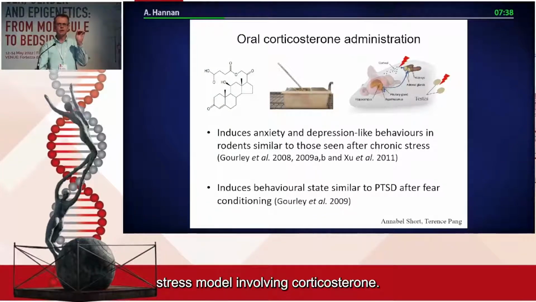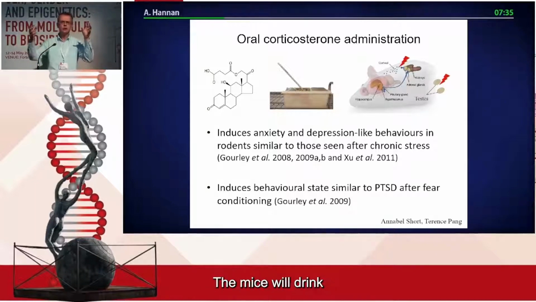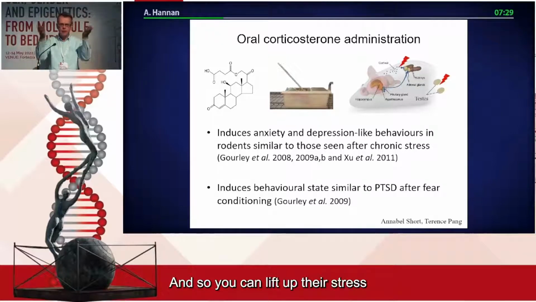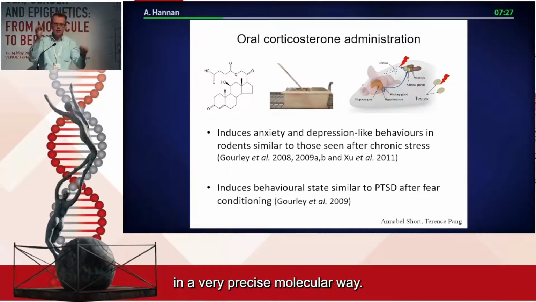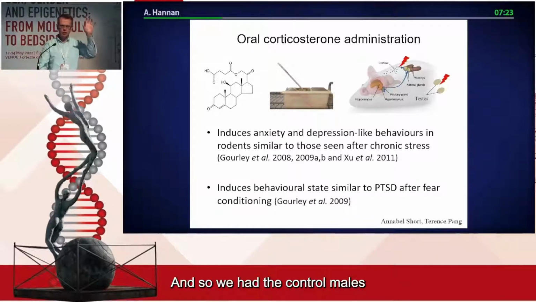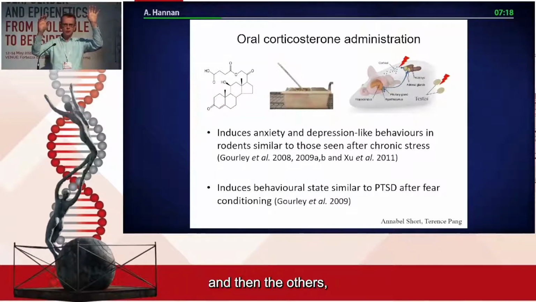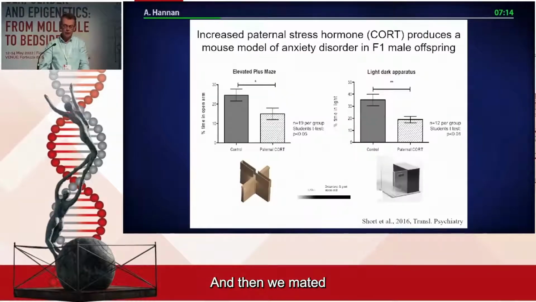stress model involving corticosterone. So it's very clean. The mice will drink corticosterone, the direct equivalent of cortisol in humans, a stress hormone. And so you can lift up their stress hormone levels in a very precise molecular way. We had the control males who had 4 weeks of drinking cort to increase their stress hormone, and the others, everything was the same, but they just drank water. And then we mated them with control females and looked at the F1 offspring.